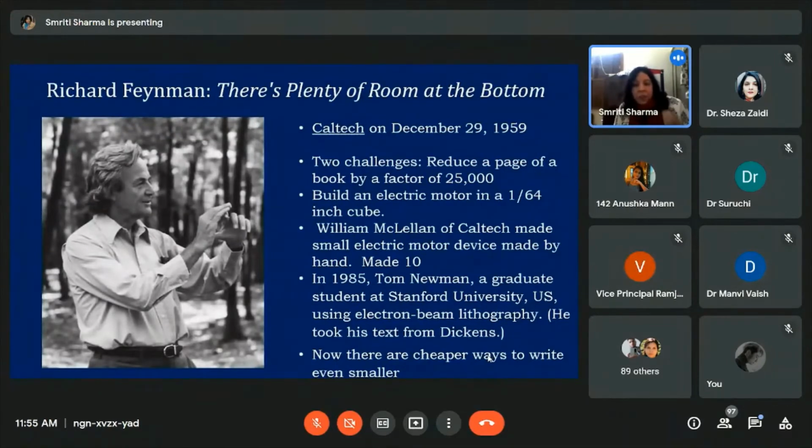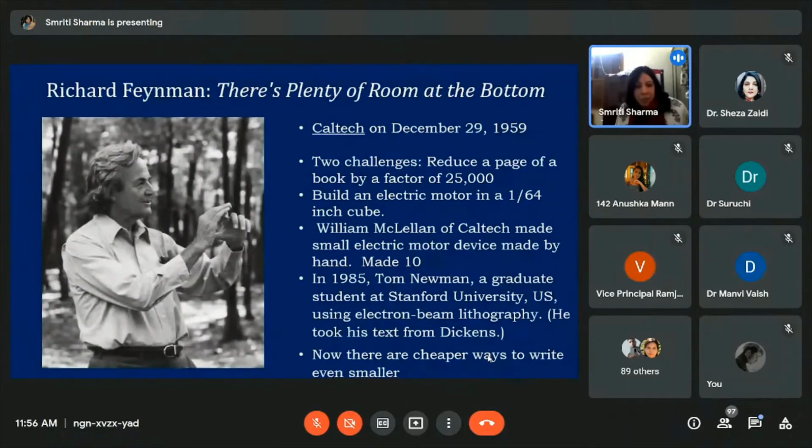Okay. Second, build an electric motor in 1/64th inch of a cube. Take a cube, 1/64th inch of a cube, and build an electric motor of that size. He said he was very confident, obviously, that nobody could do this. And he was a big promoter of miniaturization.